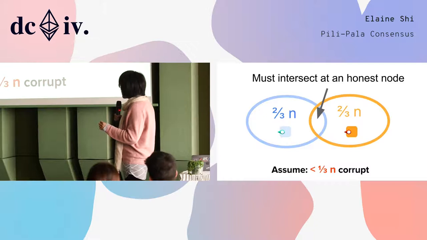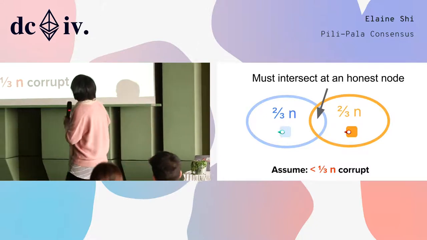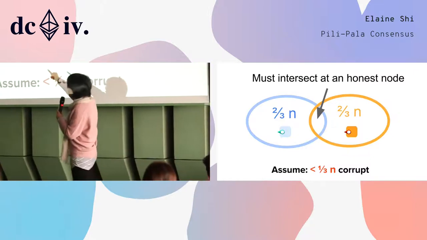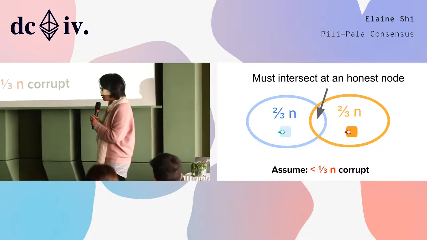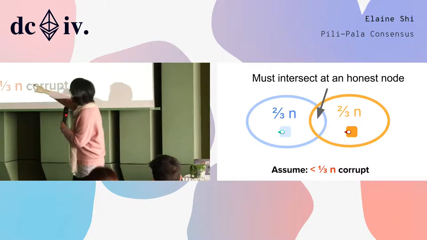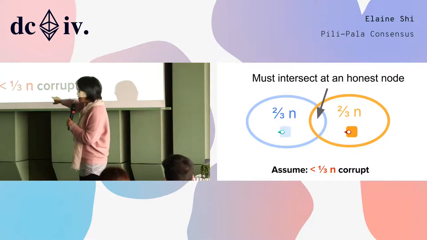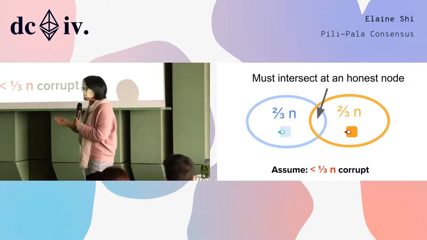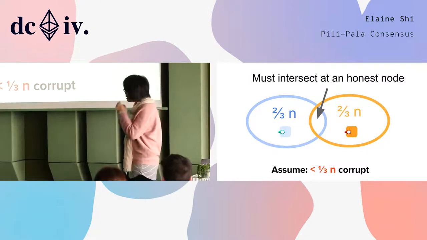Okay, so imagine, let's fix an epoch. Imagine for this epoch, the blue block obtained notarization and the orange block obtained notarization too. And what I want to prove is that the blue block must be the same as the orange block. And remember, as I said in the beginning, we are going to assume less than one-third of nodes are corrupt. Okay, so how does the proof work?